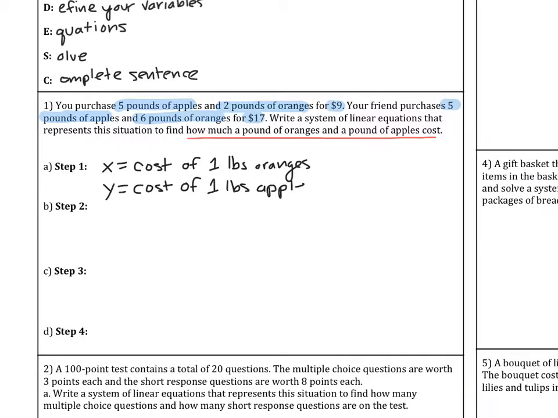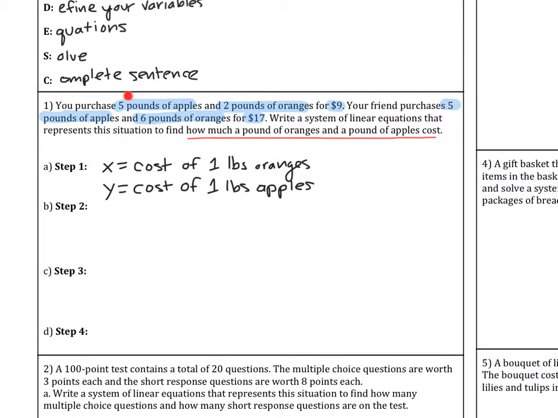Once again, we really look to our question to help us define the variables. If they're asking how much does a pound of oranges cost, X is the cost of a pound of oranges. How much does a pound of apples cost? Y equals the cost of a pound of apples. So now we're going to have to make our equations. But since we have two variables, we know that we need to make two equations to solve for them.